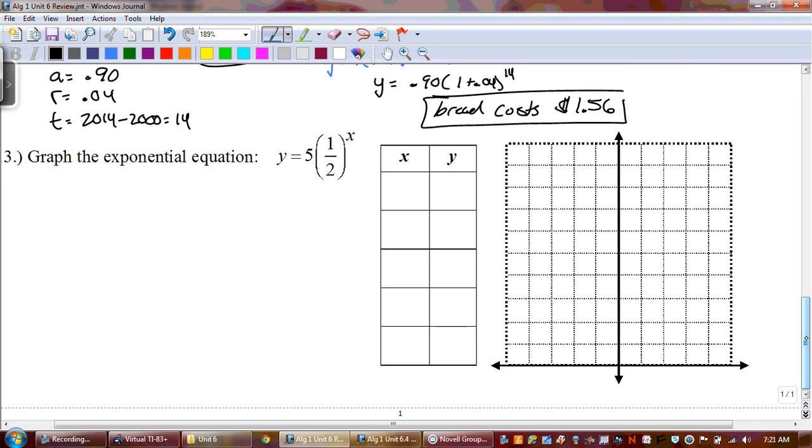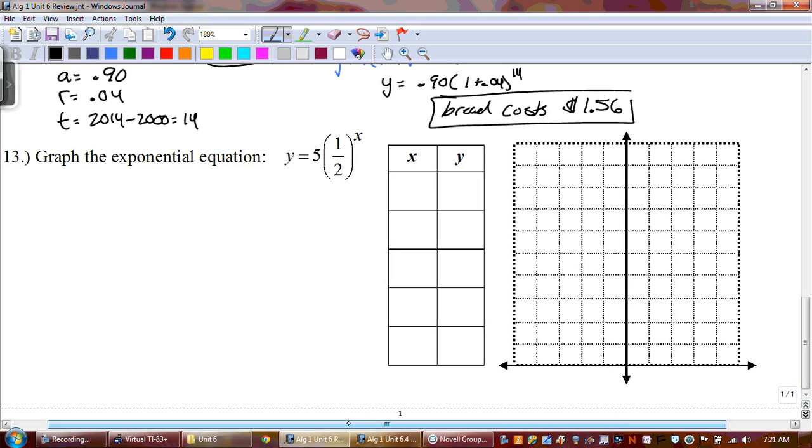All right, number 13. Excuse me, last one. It says graph the exponential equation y equals 5 times (1/2) to the x. So when we're filling this out, remember that we always use the same numbers: -2, -1, 0, 1, and 2. I like to know what this graph is going to look like. And since the base is between 0 and 1, this represents decay.